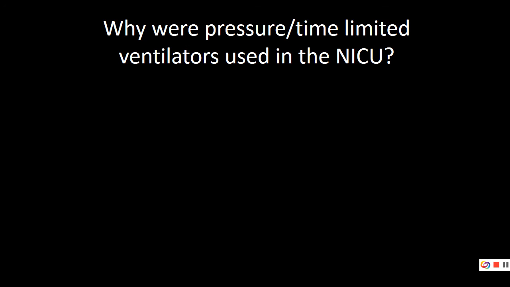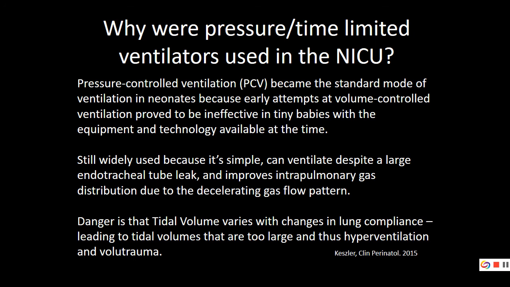Well, why were pressure time limited ventilators used in the NICU? Well, because back when ventilators were started, early attempts to control volume were not very effective. We didn't have very good technology, and babies didn't do very well on volume modes. And pressure limited modes are still used because they're simple and they can ventilate despite a large endotracheal tube leak. Remember, we don't use cuff tubes in most of our patients because you can do a lot of mucosal injury to the trachea with cuff tubes in tiny babies that weigh 500, 600, 700 grams.